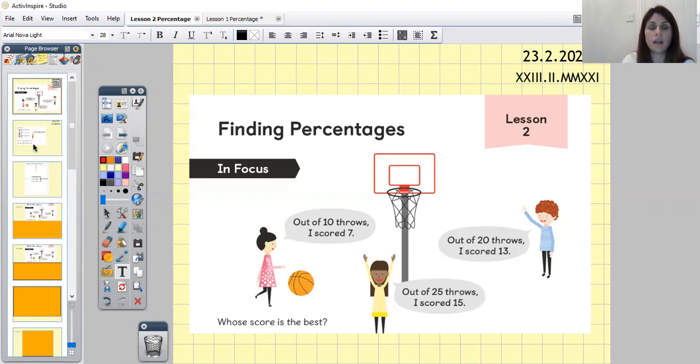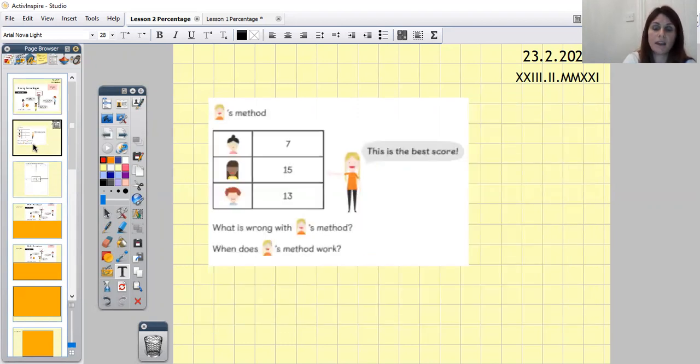But before we do, I want you to have a little look at this. Hannah says that Ruby scored 7, Lulu scored 15, and Elliot scored 13. And she says that Lulu's is the best score. But what is wrong with Hannah's method? And when does Hannah's method work? So maybe spend a bit of time just having a think about that before we do anything else.